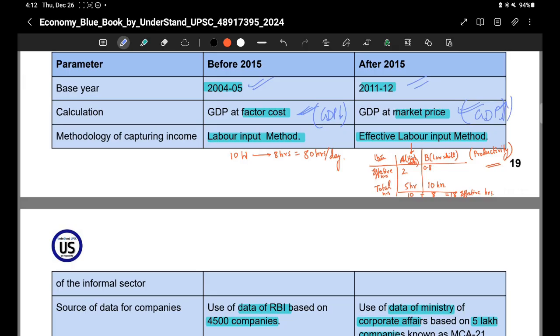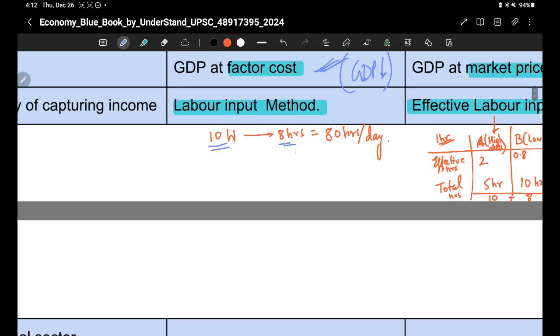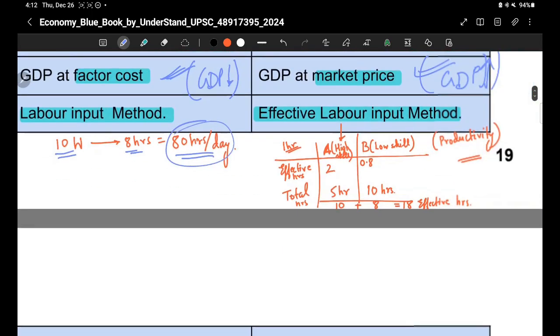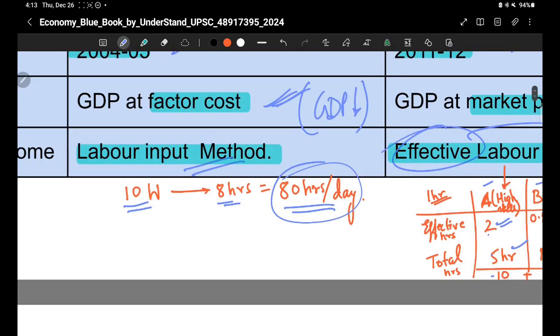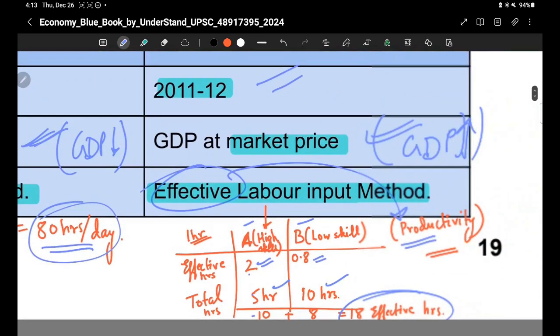Then the methodology of capturing income. Before it was the labor input method. What is the labor input method? Let's say 10 workers are there. Each worker works for 8 hours. Then the total labor input is 80 hours per day. That was the previous method. Now it is the effective labor input method. Let's say A is high skill and B is low skill. Okay, let's say for 1 hour of work, A will have an effective 2 hours. He has an efficiency of 2, and B has an efficiency of 0.8. So let's say A works for 5 hours and B works for 10 hours. So total how much? 2 into 5, 10 hours, and 0.8 into 10, 8 hours. So total is 18 effective hours. So in this case, we are incorporating productivity. That's effective. Productivity is included here. In the earlier case, we are not including productivity, we are just including quantity, how much quantity of work is done. Here, quality is also included.